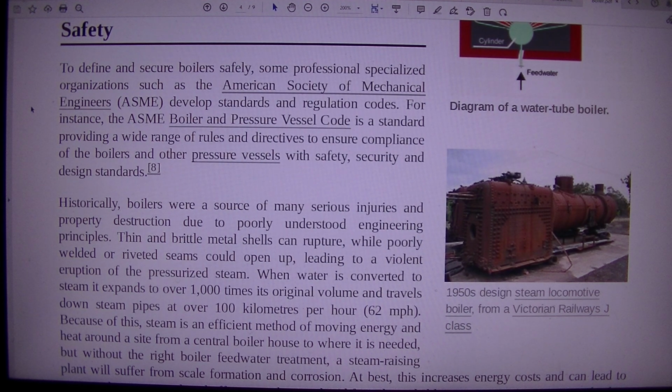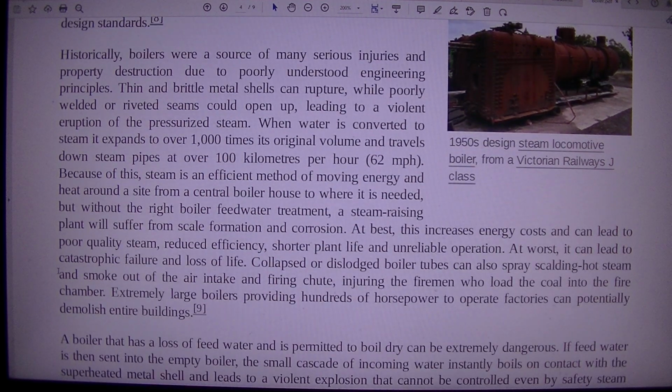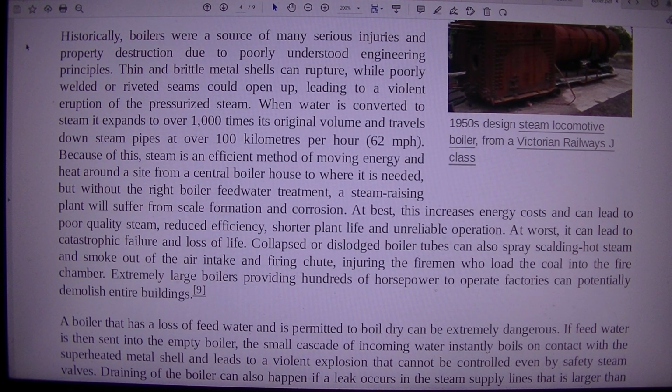For instance, the ASME Boiler and Pressure Vessel Code is a standard providing a wide range of rules and directives to ensure compliance of the boilers and other pressure vessels with safety, security and design standards. 8. Historically, boilers were a source of many serious injuries and property destruction due to poorly understood engineering principles. Thin and brittle metal shells can rupture, while poorly welded or riveted seams could open up, leading to a violent eruption of the pressurized steam.